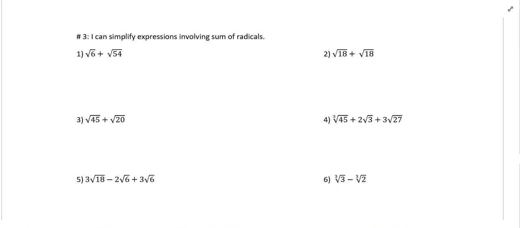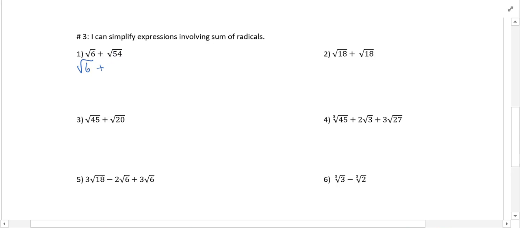All right, so we are on page 4 of the notes on number 3, where it says, I can simplify expressions involving sum of radicals. So what we need to do here, before we can add these, is we have to simplify them completely. Rad 6 is already simplified. There's no perfect square factor that you can take out. So I'm just going to bring this one down.